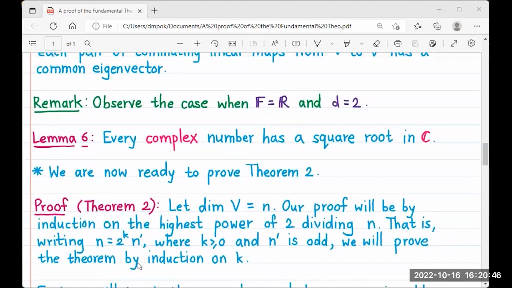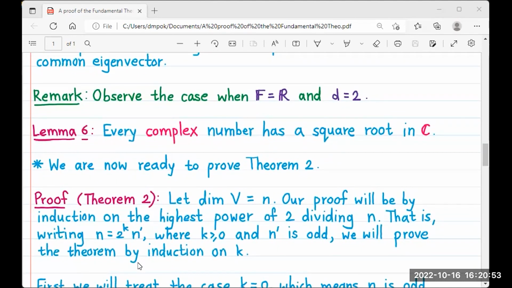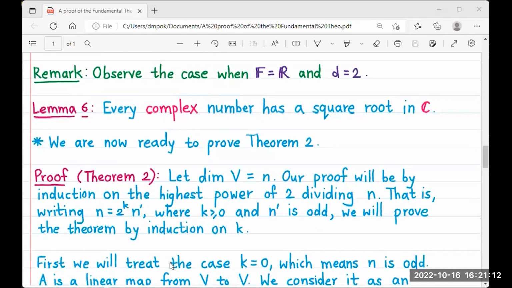Okay, we will start with k is equal to 0, right? Can you describe what will be the case k is equal to 0? If k is 0, then n will be odd. So we want to prove that if we have an odd dimensional complex vector space, then any linear map from V to V has an eigenvector. Let's see how to do that.